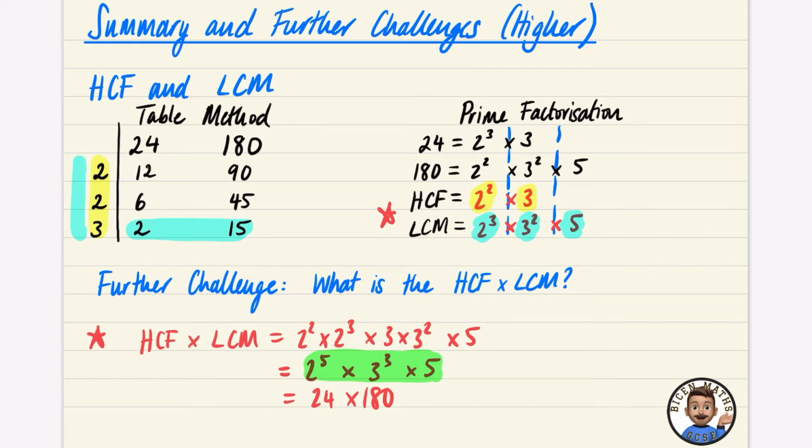Any time you find the highest common factor and lowest common multiple of two numbers, you will get the same parts as the original numbers. So you have the 3 and the 3 squared, because one of them were the losing powers and one were the winning powers. So we can come up with a little rule here: the highest common factor multiplied by the lowest common multiple is equal to A times B, where A and B were the original numbers.